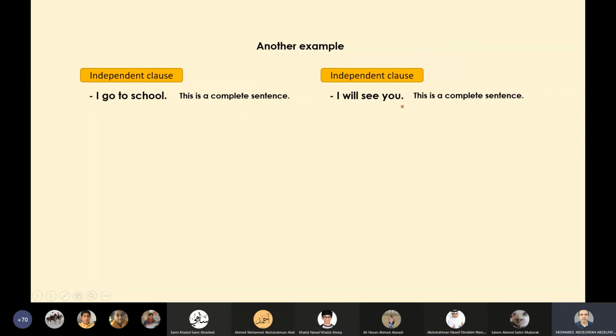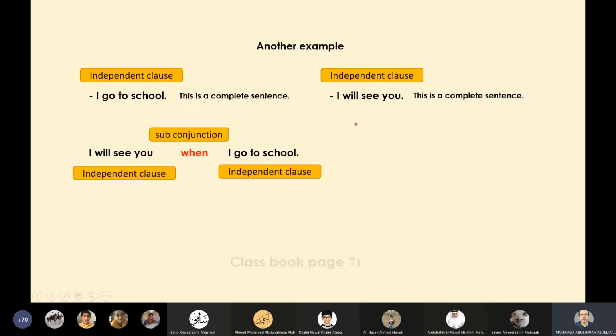I will see you. This is also a complete idea. This is also a complete sentence. And it's also an independent clause. I go to school, complete sentence. I will see you, also a complete sentence. But we can link, connect, join these two independent clauses together using what?